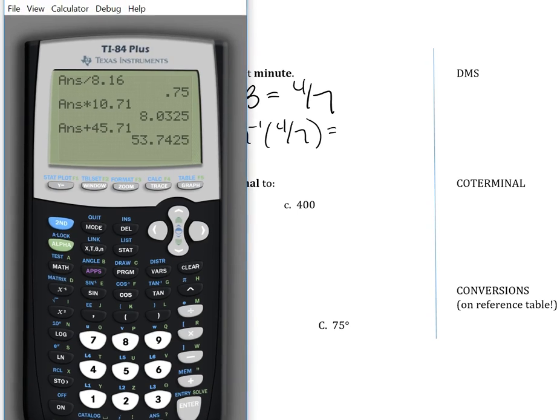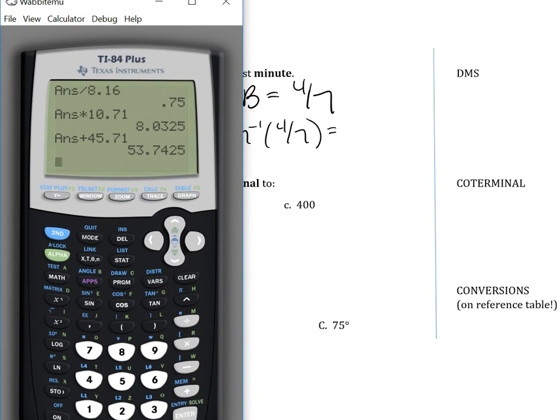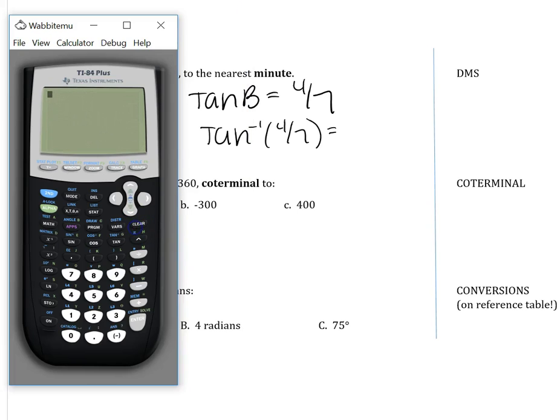Big thing to make sure you guys are aware of: make sure your calculator's in degree mode, otherwise you're going to get all your answers wrong. So I'm in degree mode, I do second tan, inverse tan, 4 divided by 7, and I get like 29.7 degrees.